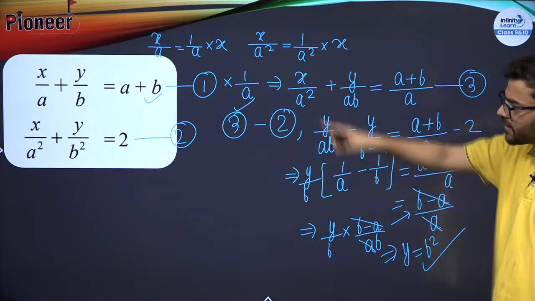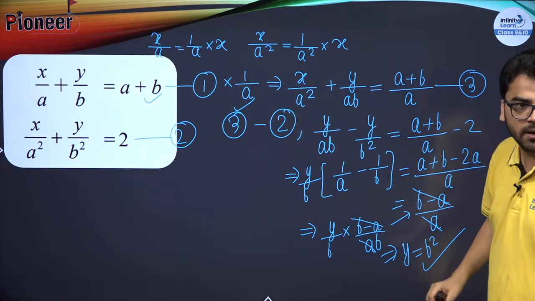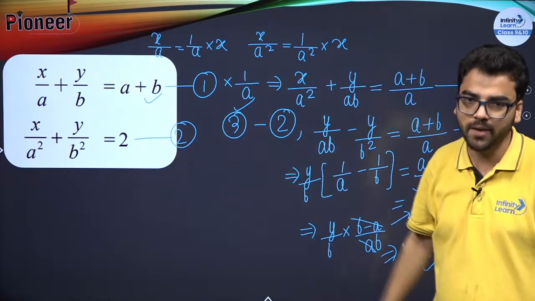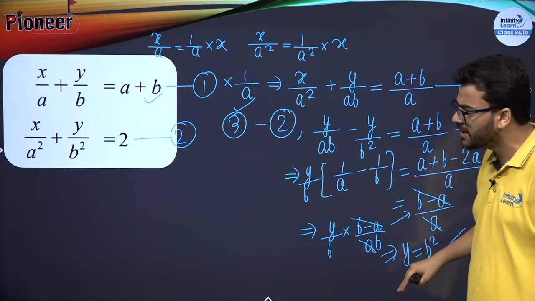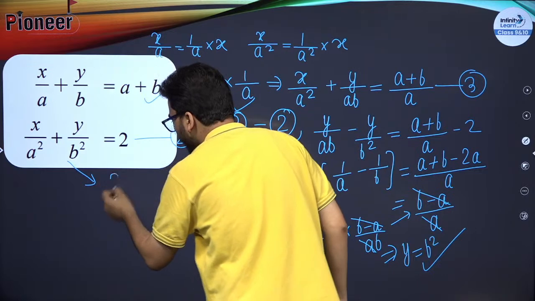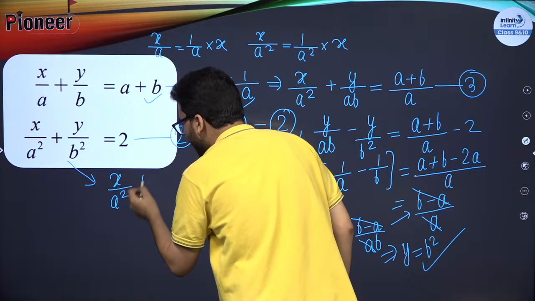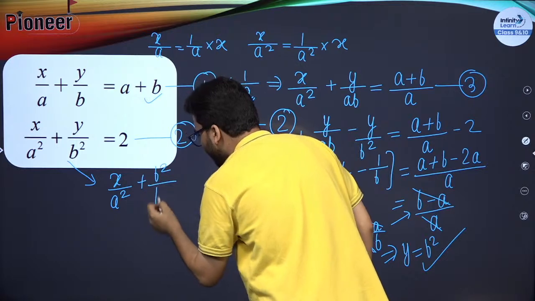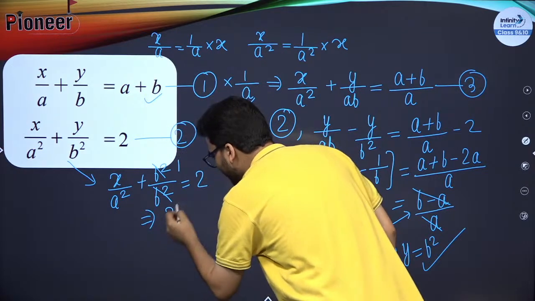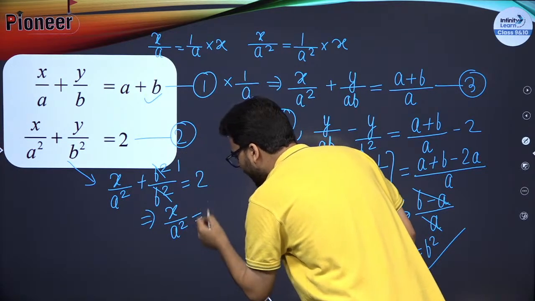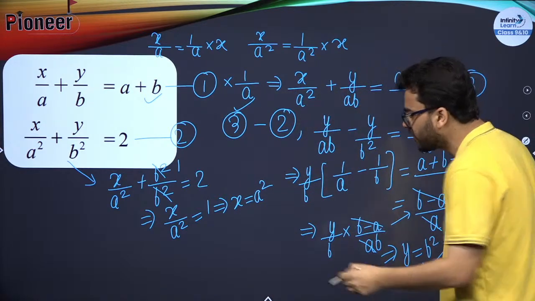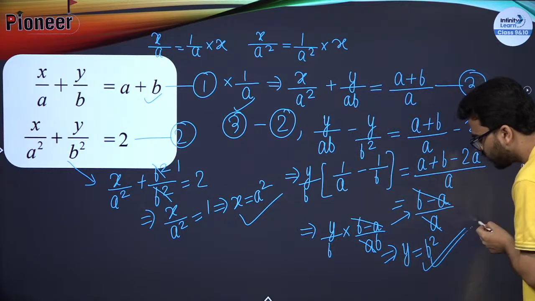Now we need to find the value of x as well from this equation. This is the question, Prathamesh. We have to solve this pair of linear equations in two variables. So we have got y is equal to b square over here. You can put it in any out of these two equations. Suppose I'm putting it in the second equation, y is equal to b square. You see, b square over here I have put, and that is equal to 2. So this will be cancelled out. This is 1 only. So I can say x by a square is equal to 1. I can cross multiply, I'll say x is equal to a square. So therefore the solution is what? x is equal to a square and y is equal to b square.